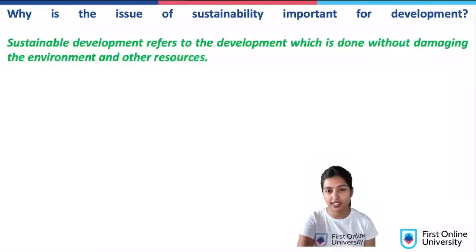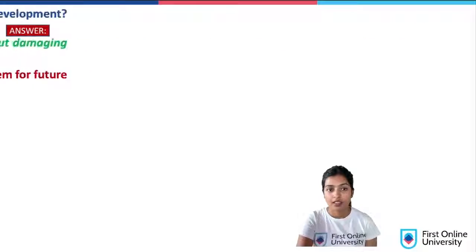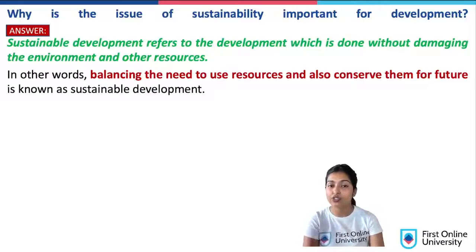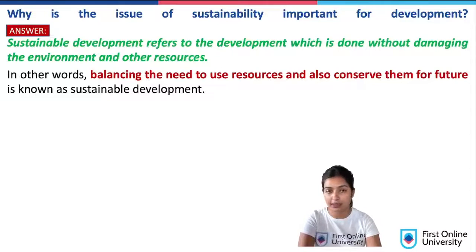Why is the issue of sustainability important for development? First, let us see what exactly sustainable development is. It refers to the kind of development that you will have to undertake in the future without damaging the environment and other resources, and preserving these resources for our future generations, right? In other words, you are balancing the need to use the resources and also to conserve these resources for future generations. This is called sustainable development.